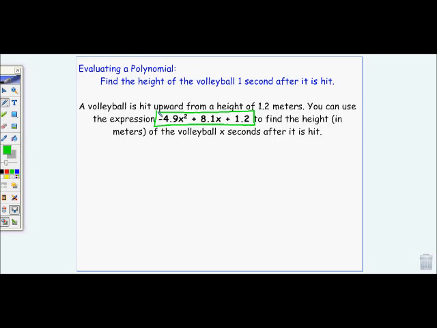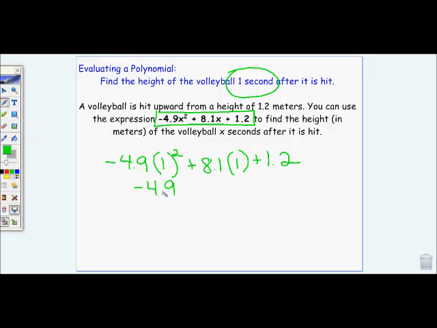And how do we know 1 for t? Because t is time and we have 1 second. So I'm going to put in 4.9 times 1 squared plus 8.1 times 1 plus 1.2. Okay, now that's a kind of nice one because we have all these ones. 1 squared is 1. So a negative times a positive is going to say negative 4.9. Positive times positive is going to say 8.1. And then we have our 1.2.